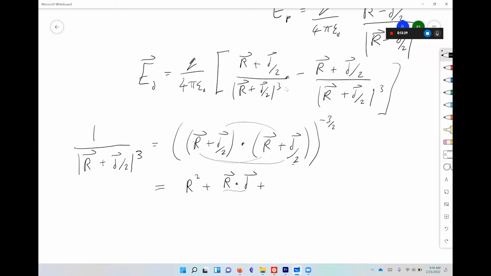And then I have d over 2 dot d over 2. It's going to become a quarter d squared magnitude. So again, I remove the arrow to represent magnitude. So it's going to be d squared over 4.